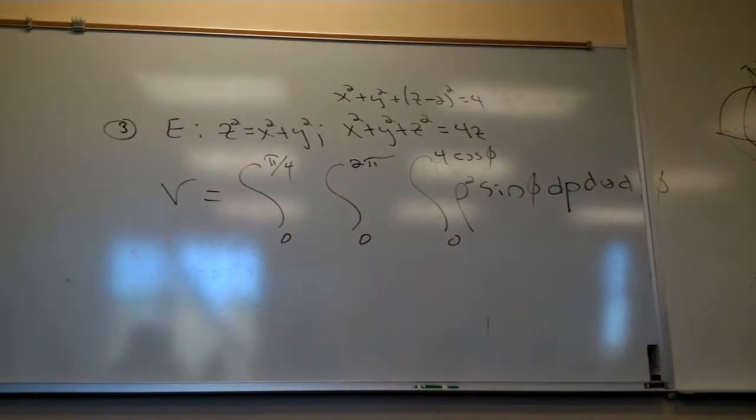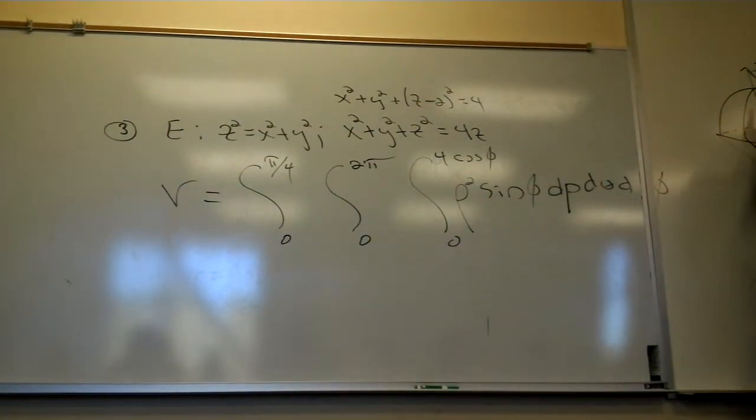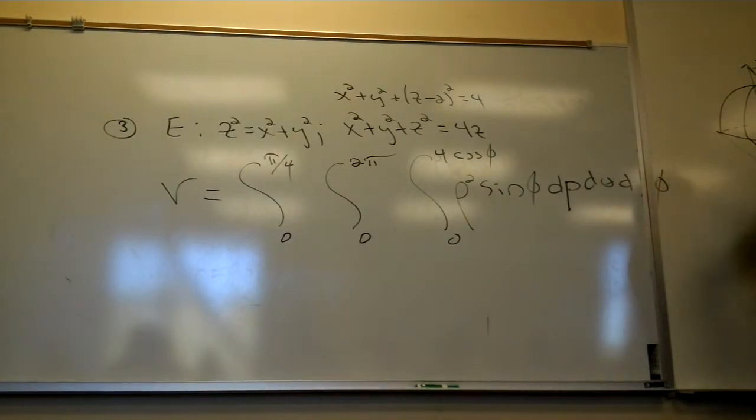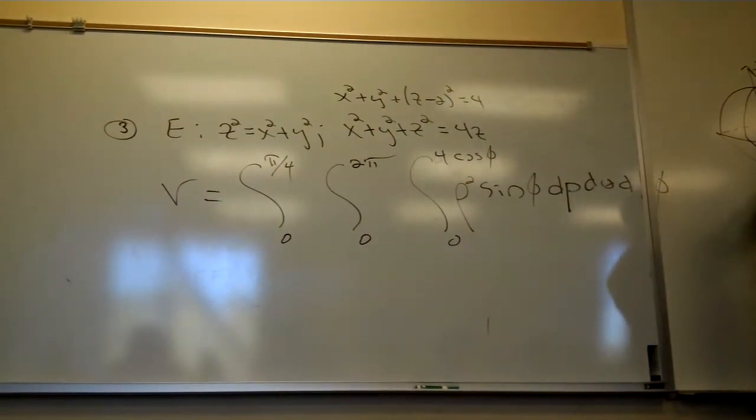Like my original picture, phi is the angle I make with the positive z-axis. That's why this ray in red going straight up has a phi value of 0, but the extreme value of phi right on the cone is going to be phi equals pi over 4, because this angle is pi over 4. Caleb, you see my point?